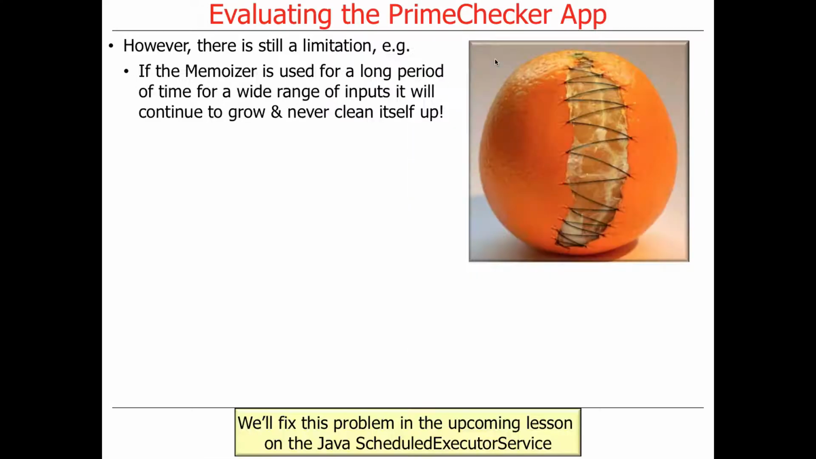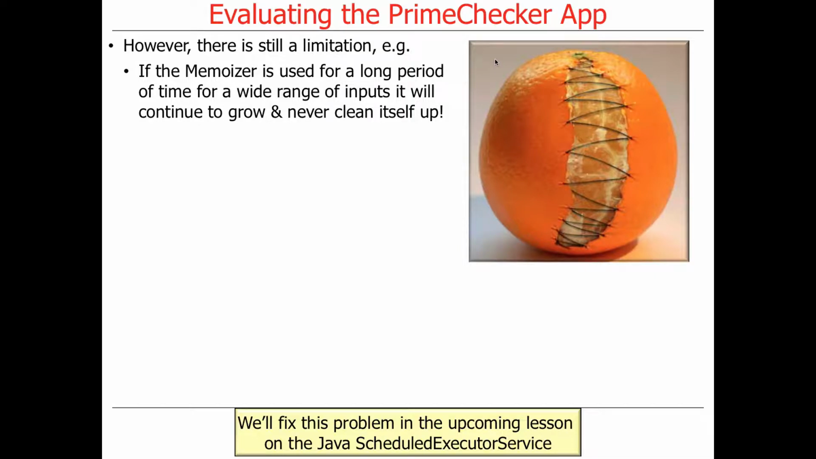There still is a problem. If you use the memoizer for a long period of time for a wide range of inputs, it'll continue to grow and it will never clean itself up. It'll burst at the seams, as it were. And that's because it's not purging the cache, right? The cache is not being purged. It's just growing and growing and growing. We'll fix this problem. Probably won't get to it today.